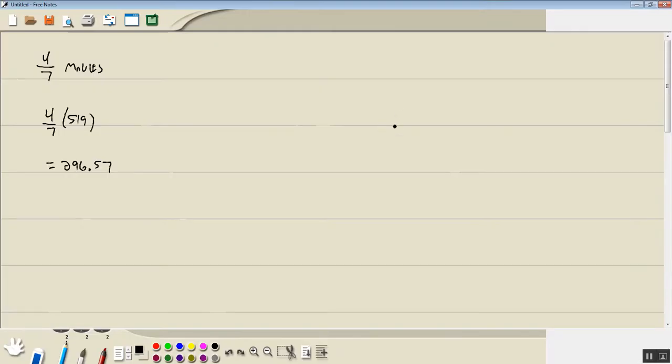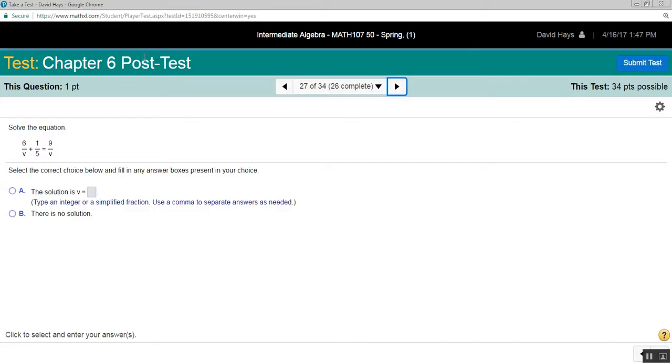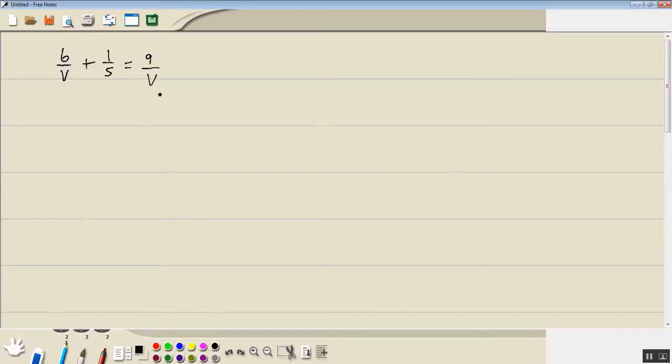Solve this equation. So we got 6 over v plus 1 over 5 is equal to 9 over v. Now this is a rational equation, so we'll factor all of our denominators if we could. Can't factor. We'll find the LCM of all our denominators, which would be 5v. It's not v squared because we're looking for the greatest number of v's in a single denominator. There's one here, so that's why we only have one.